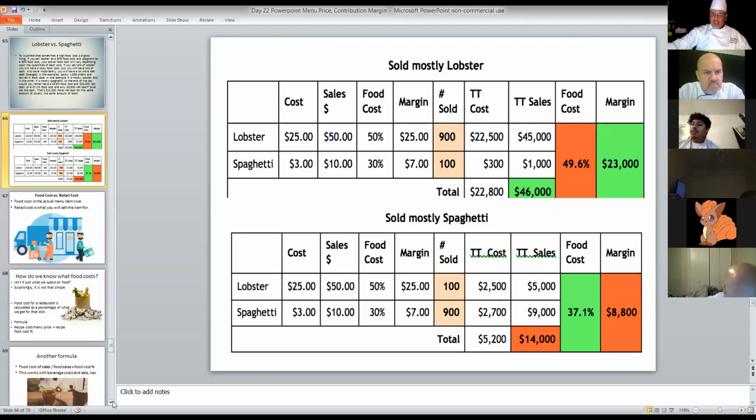So one is a low, one is a high. If you sell the high items, you're going to have high food costs. So try to sell either an equally balanced mix or the low items more, so you can have a good balanced food cost at the end.